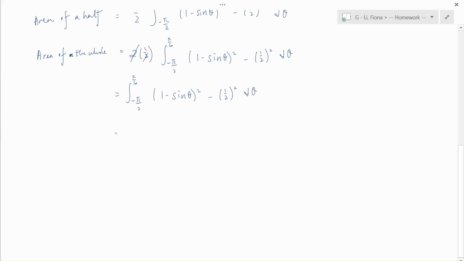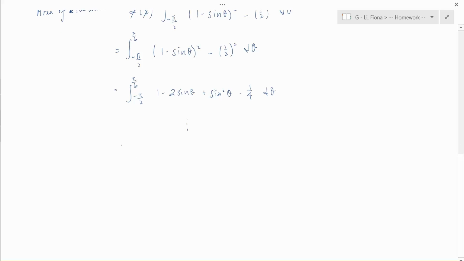Okay, so since we have already gotten the gist of it, we can go ahead and expand this, and we'll get 1 minus 2 sine theta plus sine squared theta minus 1/4 d theta. And so after you do all the algebra out, you will get 5 pi over 6 plus 7 root 3 over 8. So here you go.